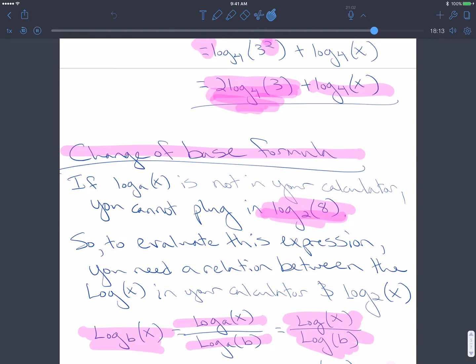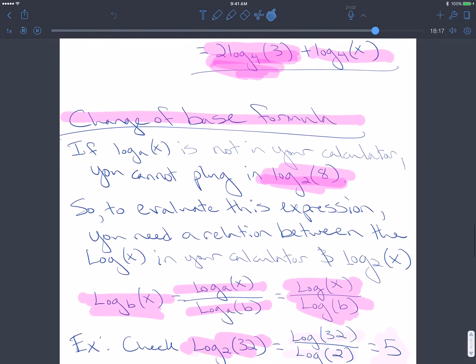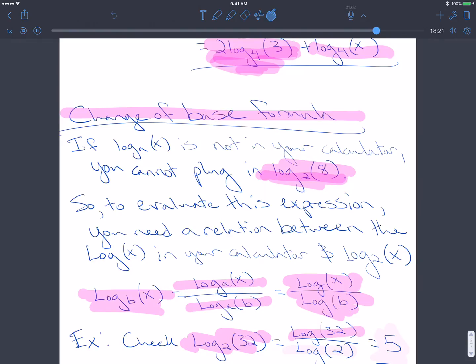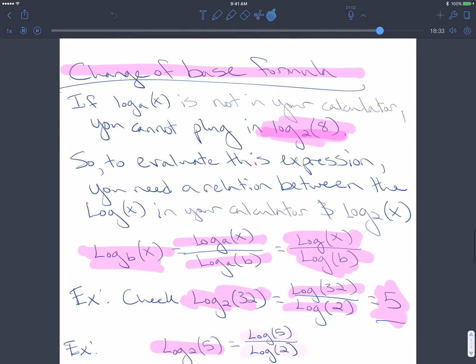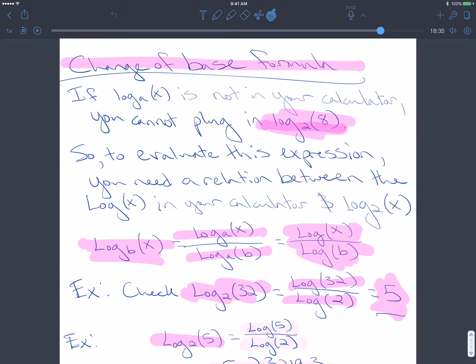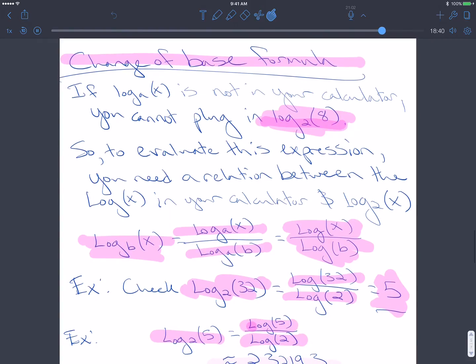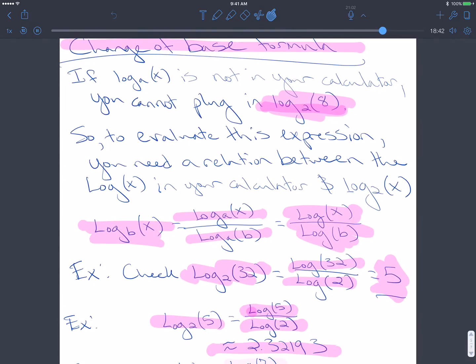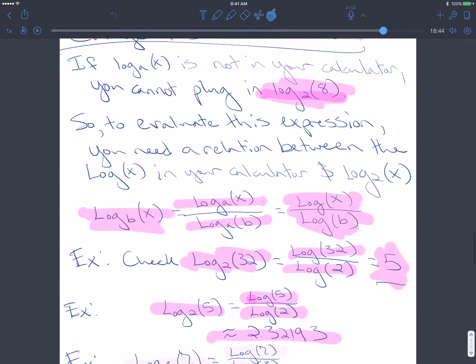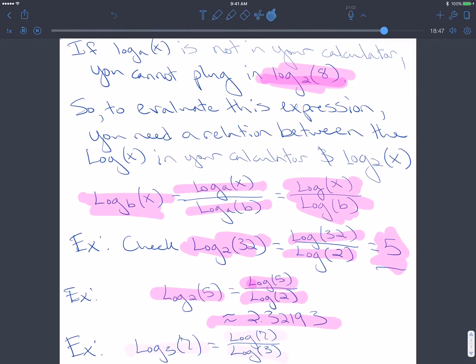So if I want to verify that log base 2 of 32 is 5, all I need to do is take log of 32 and log of 2, and then take that log 32 over log 2, and I should have 5. Verify it. Log base 2 of 5, that I don't have an integer value for, but all you need to do is take log of 5 and log of 2. Log of 5 over log 2 gets you about 2.32193.